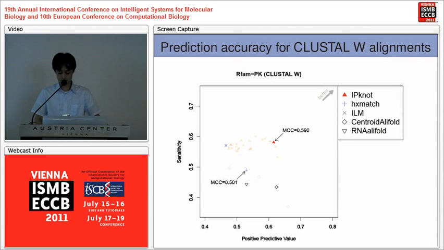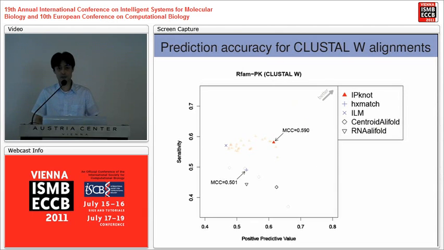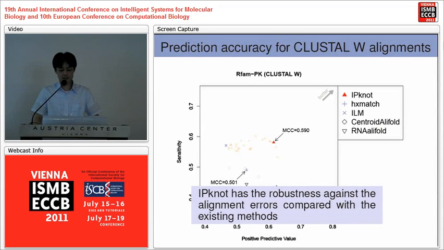And the comparison of the results between the reference alignment and ClustalW alignment suggests that IPknot has robustness against alignment error compared with the existing methods. In general, making high-quality structural alignment is very expensive, and therefore the robustness against alignment error is of great benefit.